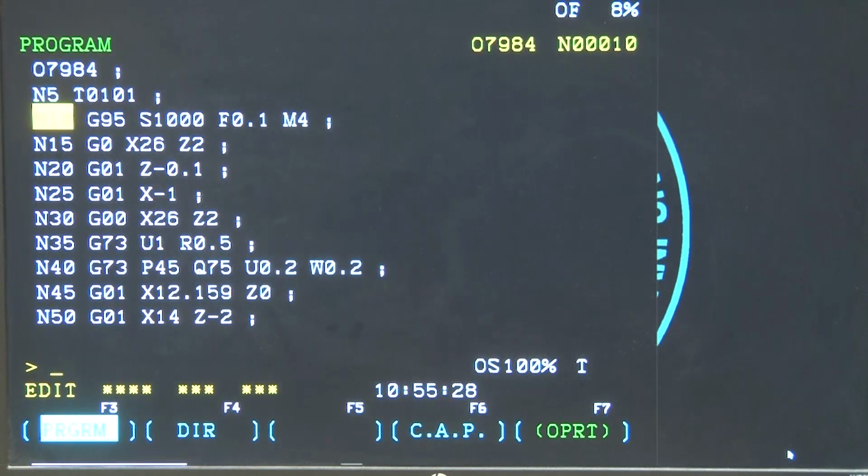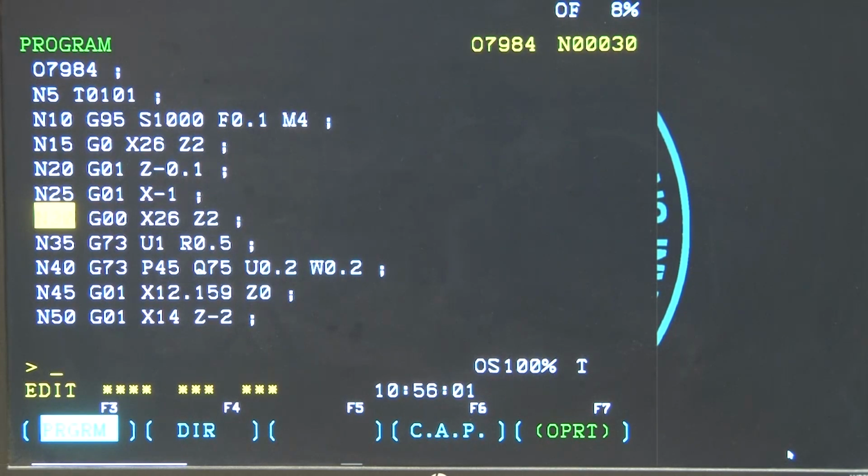So, you can see that in N25 here, this is the G01, okay, and X minus 1. So, G01 is the linear interpolation, this is remaining. In fact, if you do not give the G01, it will also take the same from the N20, and here it is given X minus 1. So, we are facing. Facing means that the tool is moving perpendicular to the axis of the workpiece. This is the turning, in case of turning.